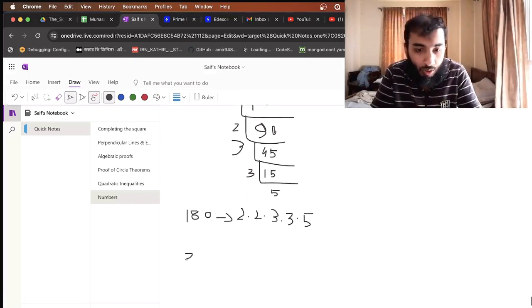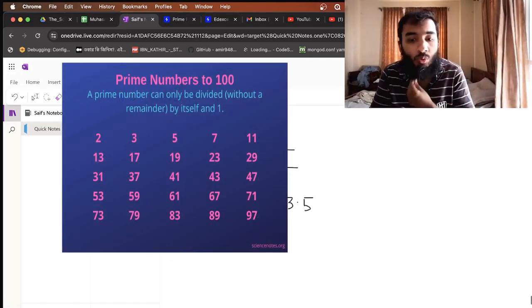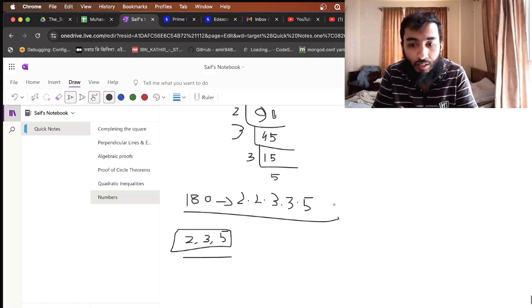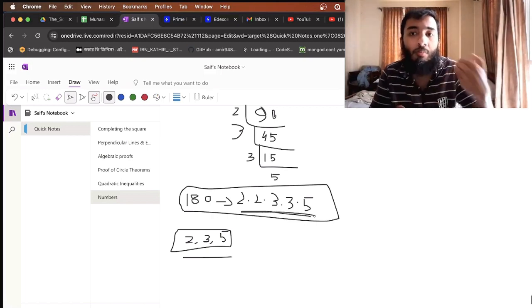Now if you look at the numbers 2, 3 and 5, all of them are prime numbers, because each can be divided only by itself and 1, and no other number. So all of these are prime numbers. This is the representation of the number 180 as a product of its prime factors.